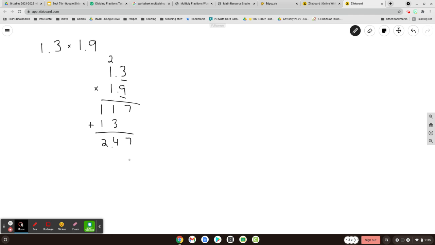Now let's think to ourselves, does this make sense? I know that 1.9 or 1 9/10 is very close to 2. And I know that 1 3/10 is very close to 1, but a little bit bigger than 1, right? So we would expect a number that is close to 2, but a little bit bigger than 2, because we're taking that close to 2 number and multiplying it by a number a little bit bigger than 1.